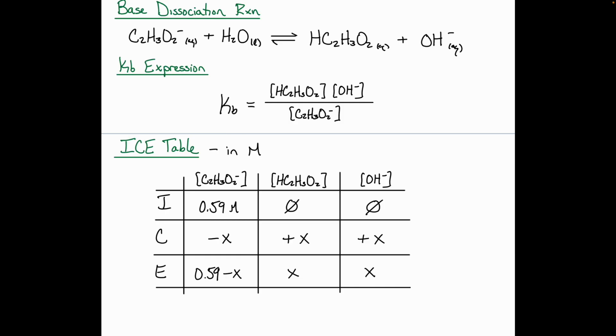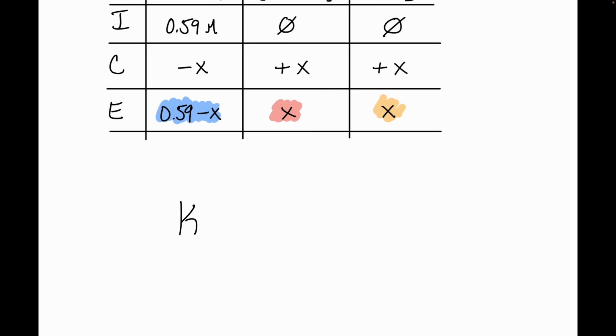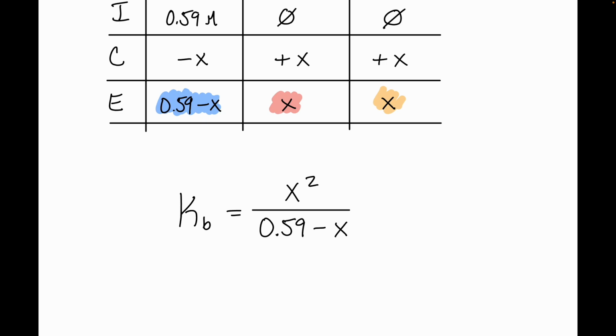All right, so for this one here, I'm going to have to take this value, 0.59 minus x, plug it in for my equilibrium concentration of conjugate base. I'm going to take this x, plug it in up here, and this x, plug it in up here. So this gets me Kb equals x squared over 0.59 minus x. Now I got too many variables. All right, so I got to figure out what Kb is before I can go and solve this equation here.